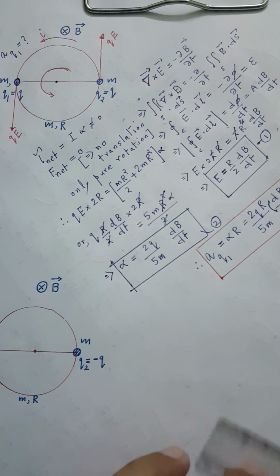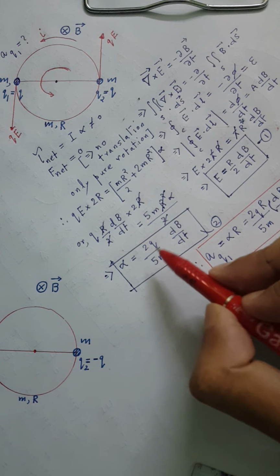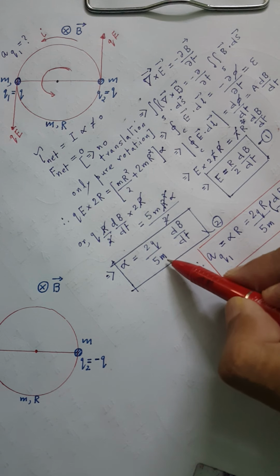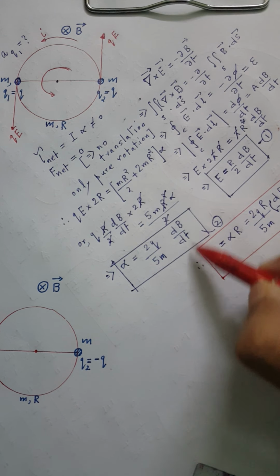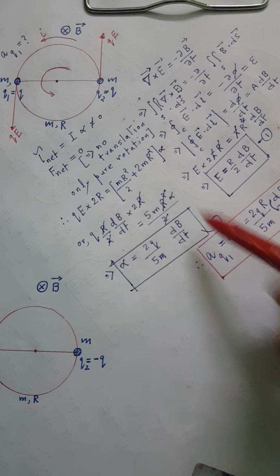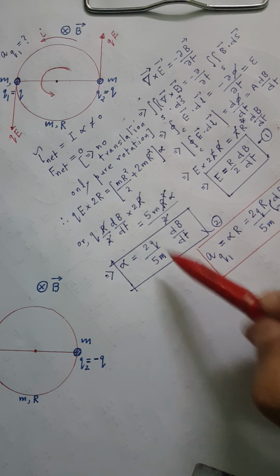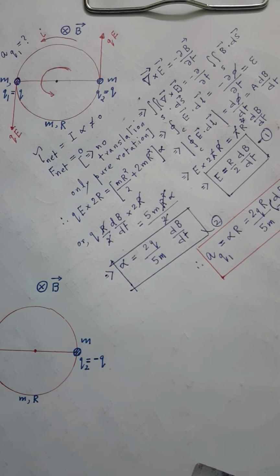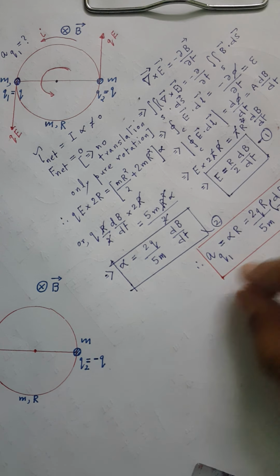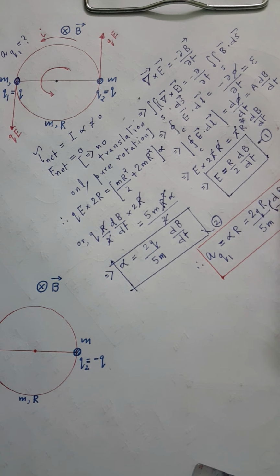The disk is rotating with alpha. The value of q is constant, the mass is constant, but dB dt is a variable. If dB dt is varying, then alpha is also varying, right? Similarly, this tangential acceleration will also vary with time, because dB dt is a time varying function.